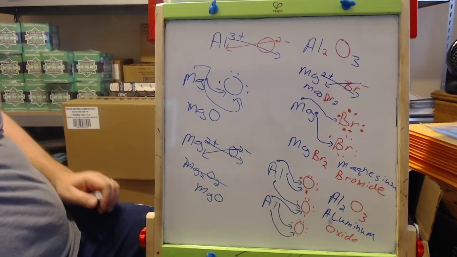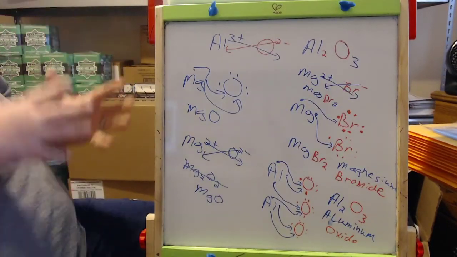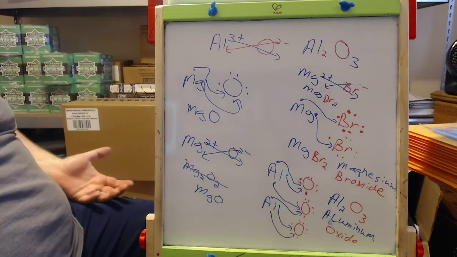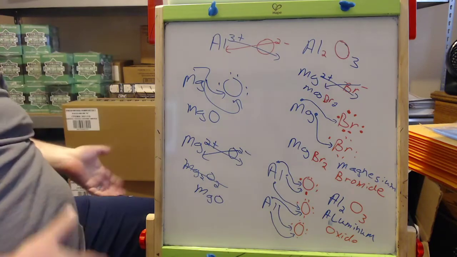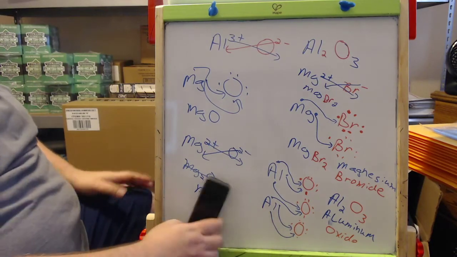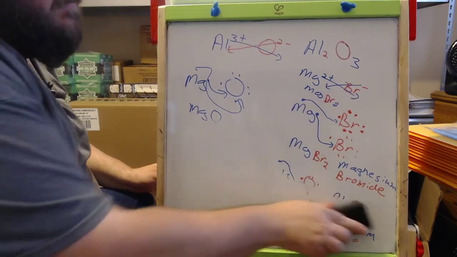Questions on this? Questions on how I can get them to bond with one another? The key is you're looking for something to accept all the electrons and something to be able to donate all the electrons, to make each side happy.